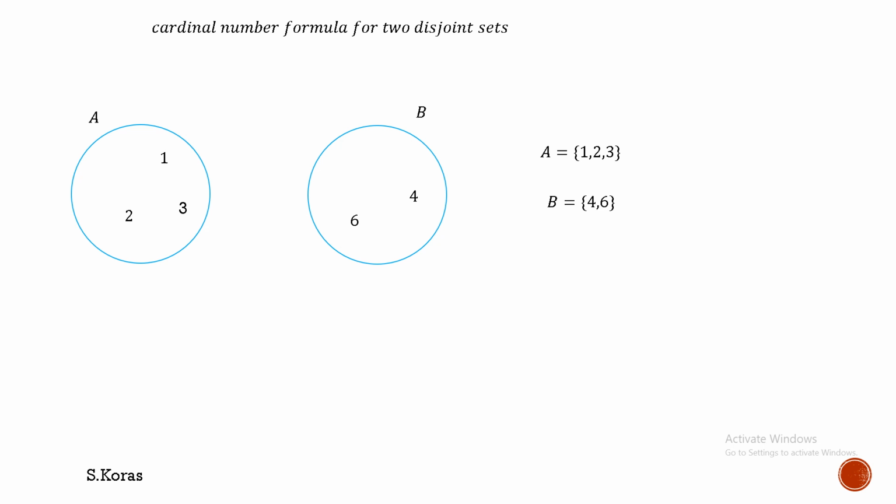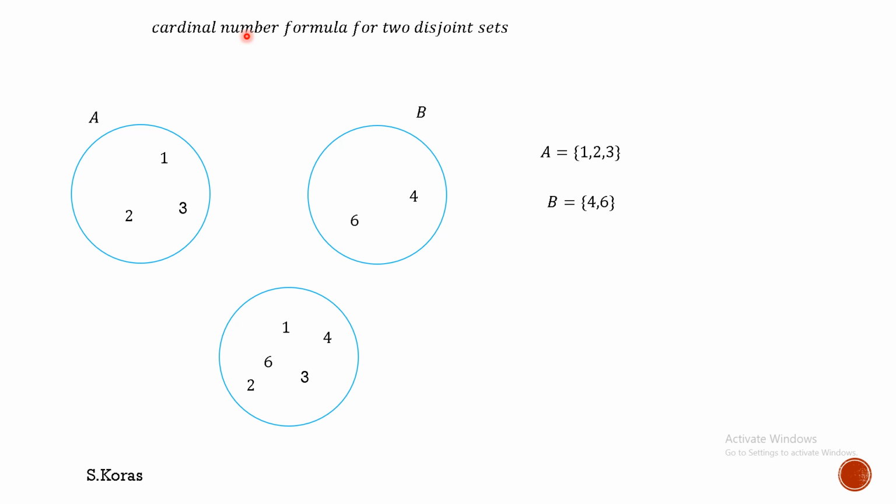So first let's find A union B. A union B means we have to unite the elements of set A and the elements of set B. If we unite them, we get the answer as 1, 2, 3, 4 and 6. So this is our A set, this is our B set, and this is our A union B set. Our topic is about cardinal numbers.